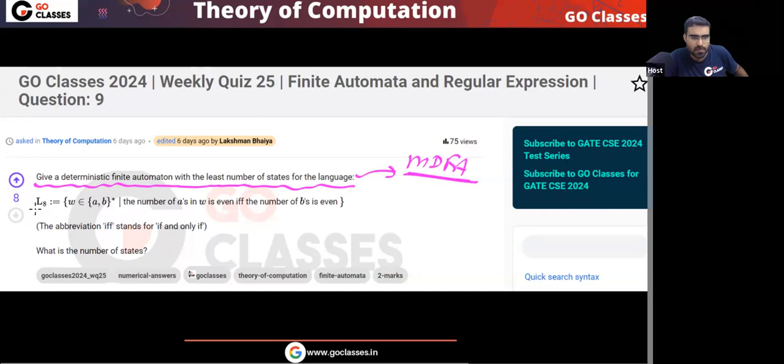The question is saying this language is given. Strings, W is a string. The number of A's in W is even if and only if the number of B's is even. This IFF means if and only if. What is the number of states in the DFA?